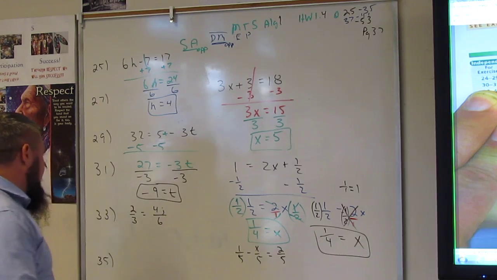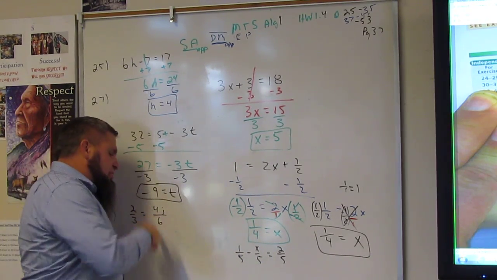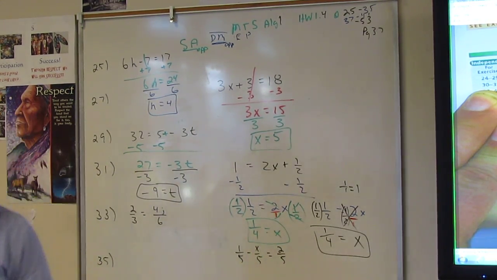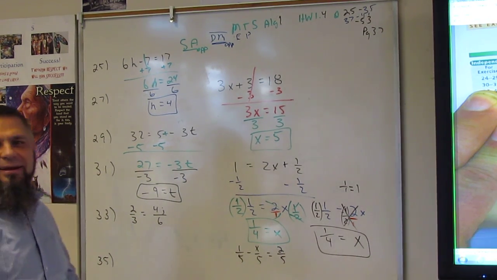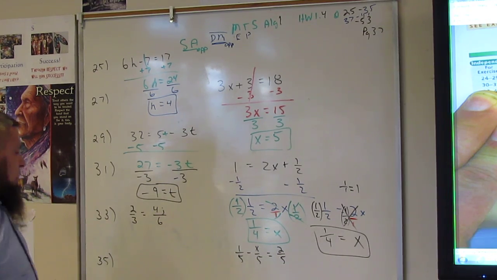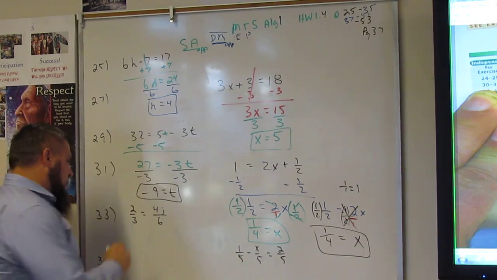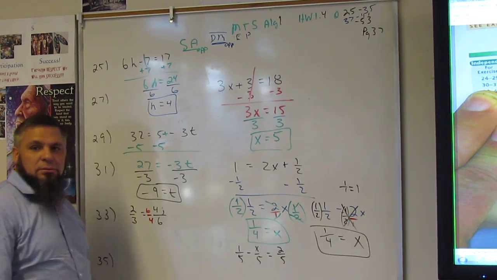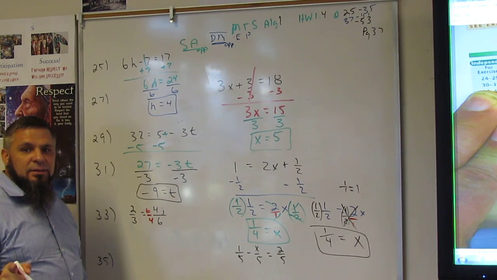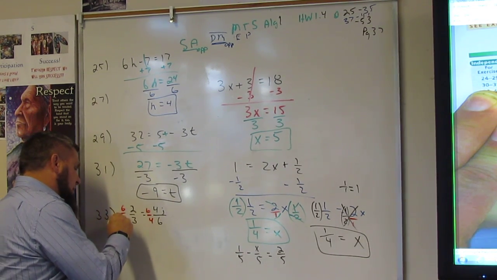So, I got 4/6j. What's the opposite of multiplying by 4/6j? Divide. When I divide, I flip and multiply, right? I can't just multiply, I gotta flip it first. So what am I going to multiply this with? 6/4. That's right. What I do to one side, do to the other.